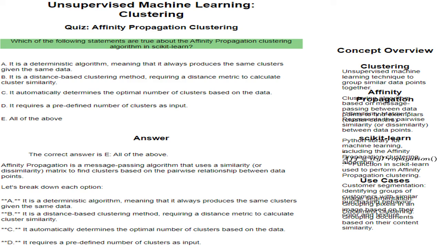E. All of the above. Correct, as options A, B, and C are all true. This statement correctly summarizes the characteristics of affinity propagation clustering.